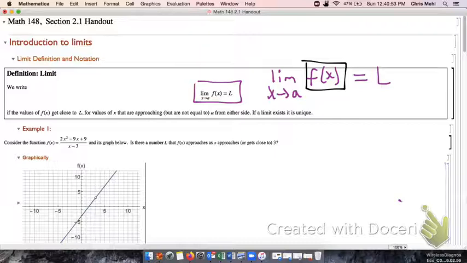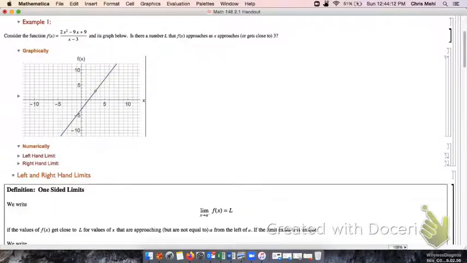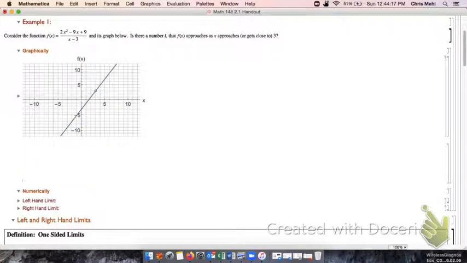Okay, so for example 1, just to give you an idea of how this works, I'll talk about this graphically, algebraically, and so on. First I'm going to look graphically, and maybe I'll refresh you on some algebra here as I get started. So I'm going to do a few things. First is I'm going to look at the function f of x, which is 2x squared minus 9x plus 9 over x minus 3.